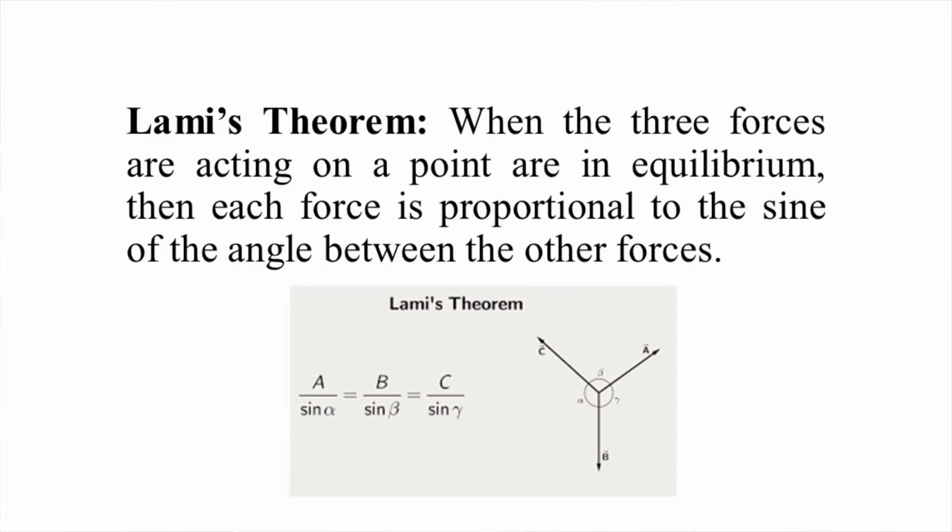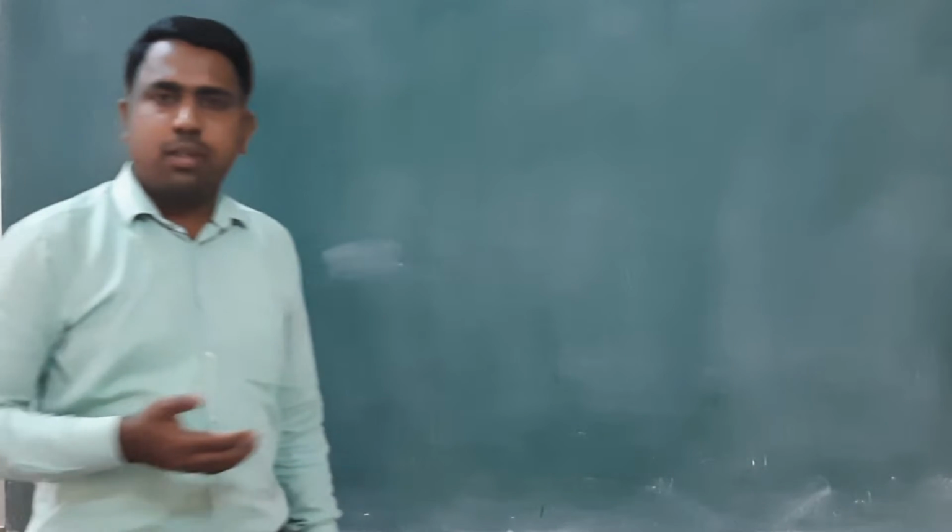So as per Lami's theorem, the equation we get after applying it is: A divided by the sine of the opposite angle, that is A divided by sine of alpha, is equal to B divided by sine of beta, and C divided by sine of gamma. So now we are applying Lami's theorem to find the forces in the jib and tie.